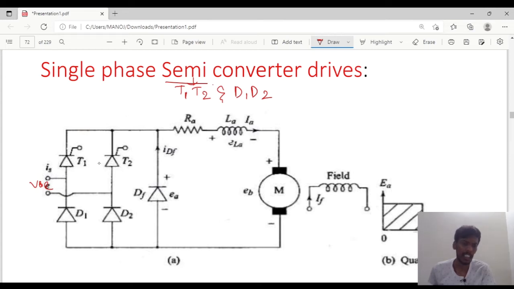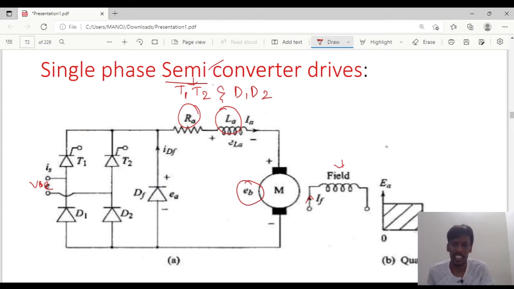For this semi converter, it is connected through a freewheeling diode in parallel with armature resistance Ra and inductance La, which is connected to a motor, and the motor consists of back EMF, represented with Eb. Here we have the back EMF, armature resistance, and armature inductance, and it is separately excited, so the field will be excited separately. This is the field winding, and a field current is passing through it.